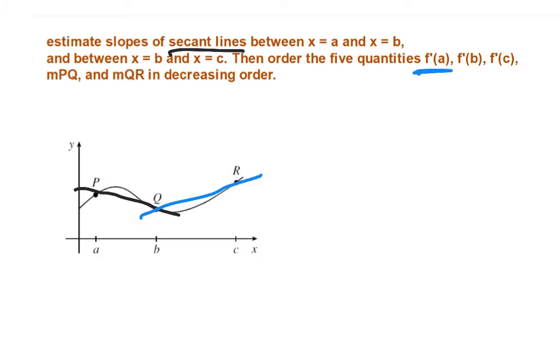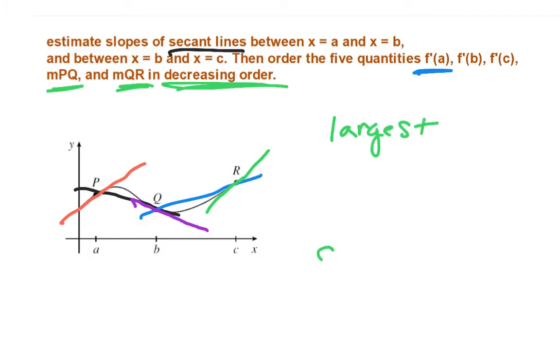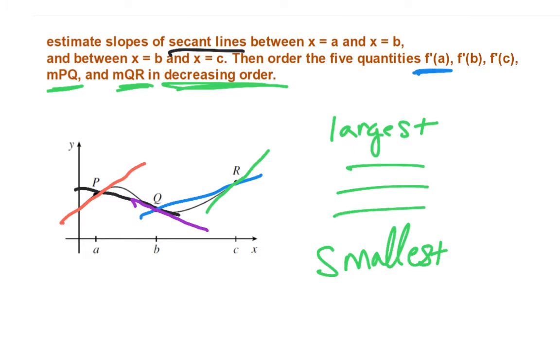F, the derivative of f at a, so just a hint, remember that's this tangent line. The derivative of f at b, and then the derivative of f at c, and then the slope of PQ, the slope of QR in decreasing order. So give me the largest to smallest. So answer that question and tell me what you think. What's the largest? And then all in the middle here, what's the smallest?